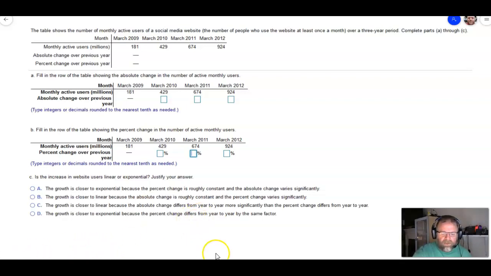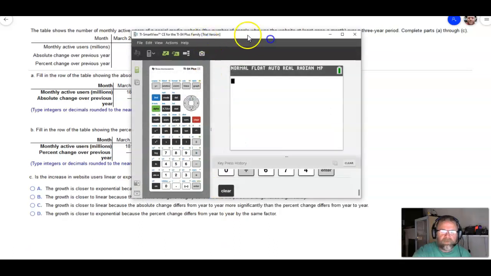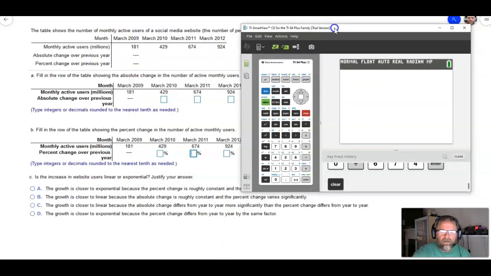All right, so let's go ahead and pull the calculator out for this one. And for each one of these, we're just looking at the difference between the year before and whether it's positive or negative. So from the first year to the second year, it went up. That means the answer should be positive. And to find how much it went up, we can just use simple subtraction. So I can just say 429 minus 181, and the answer is 248. So in this box here, in March of 2010, it increased by 248 users.